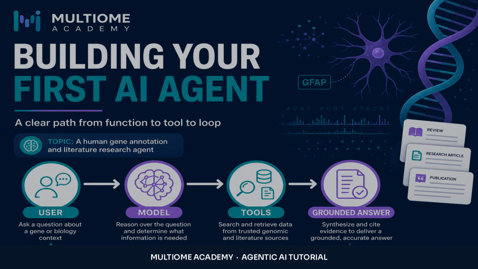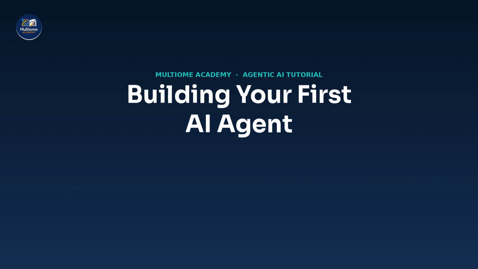What if your research assistant didn't guess the answer, but looked it up? In the next 10 minutes, you'll build a real AI agent in Python that does exactly that. Welcome to Multiome Academy. This is building your first AI agent. By the end of this video, you'll understand exactly how an AI agent works, line by line, and you'll have a working research assistant that looks up genes and searches scientific literature instead of guessing from memory.